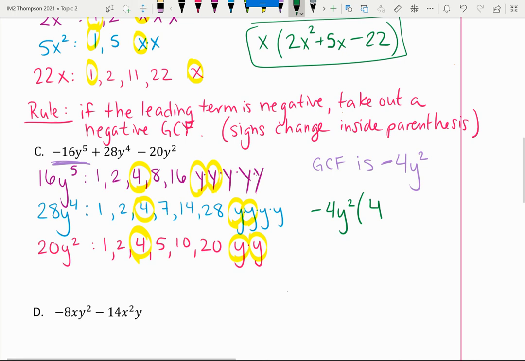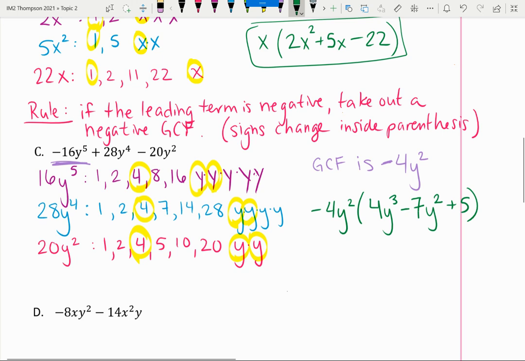Y to the 5th. I'm taking away y squared, so I'm left with y cubed. Now I've got 28. Divide by negative 4. Check your signs. And then I'm left with y squared. Negative 20 divided by negative 4 leaves me with a positive 5. And there's no y's there, right? Now, double check.